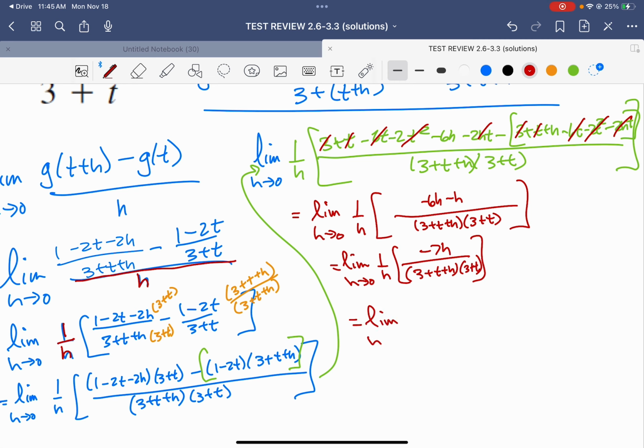What does that really mean? That means we have h over h times negative 7 over (3 plus t plus h) times (3 plus t). So this is just equal to 1. As h goes to 0, this is going to go to 0. So you're going to end up getting negative 7 over (3 plus t) two times, or in other words, squared. So that is your derivative.